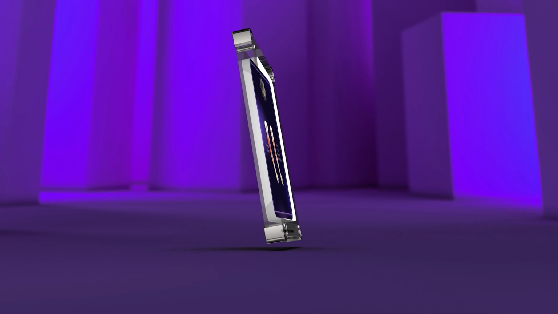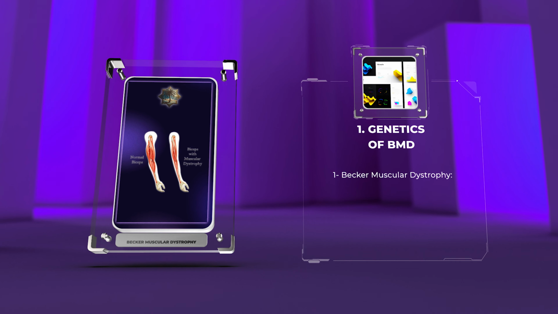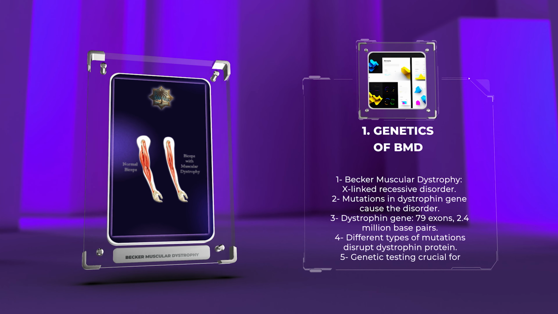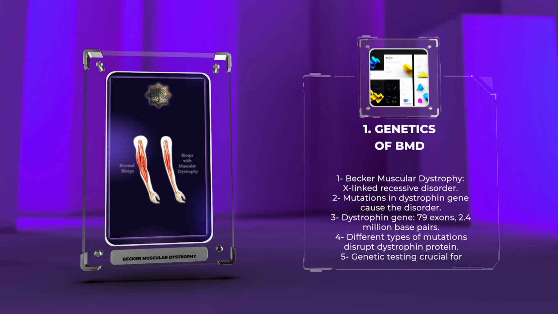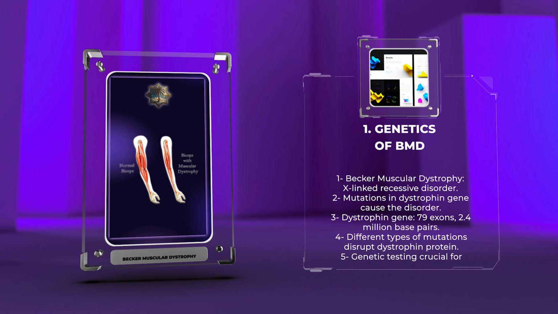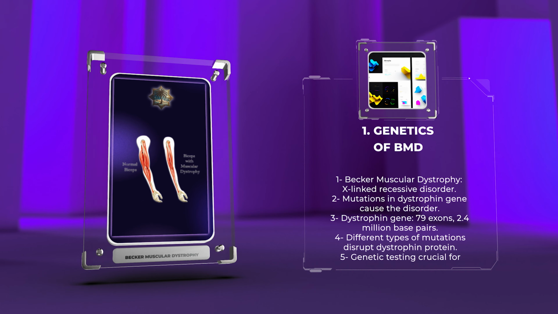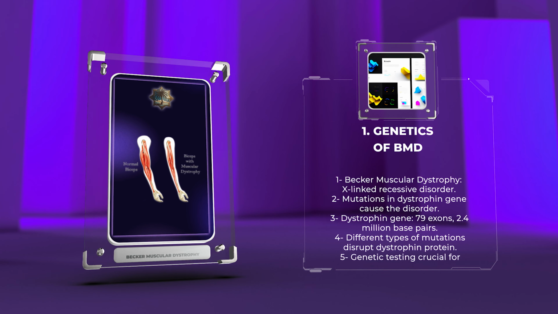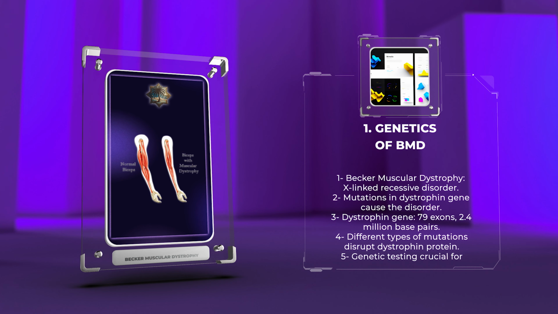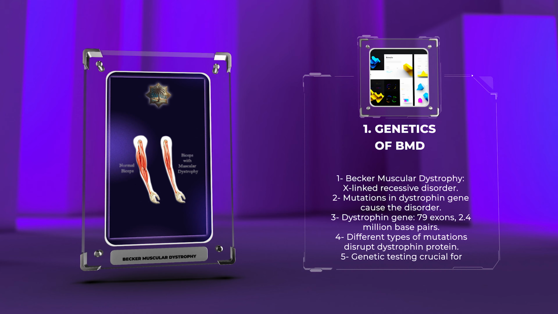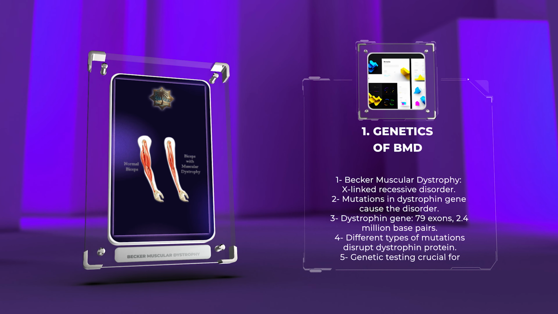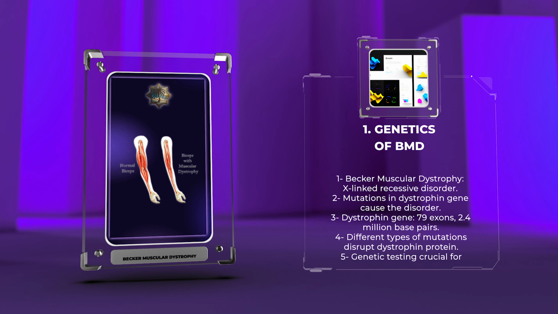Becker muscular dystrophy is an X-linked recessive disorder caused by mutations in the dystrophin gene located on the X chromosome. Mutations in this gene can result in a deficiency or abnormality of the dystrophin protein, leading to muscle degeneration. The dystrophin gene is one of the largest known genes, composed of 79 exons spanning approximately 2.4 million base pairs. Different types of mutations, including deletions, duplications, point mutations, and small insertions or deletions, can disrupt the reading frame or affect the functional domains of the dystrophin protein.